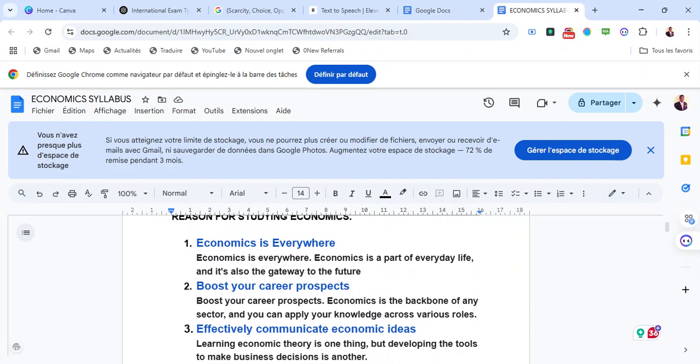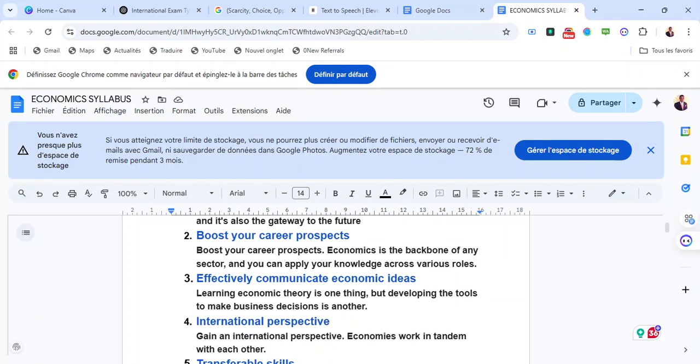So the reason we study economics is because, one, it is everywhere, it is part of our life, and it's also the gateway to the future. Now, economics boosts your career prospects. Economics is the backbone of any sector, and you can apply your knowledge across various roles. The third reason is that it helps you to effectively communicate economic ideas. Learning economic theory is one thing, but developing the tools to make business decisions is another.